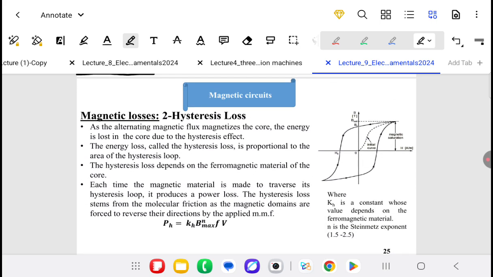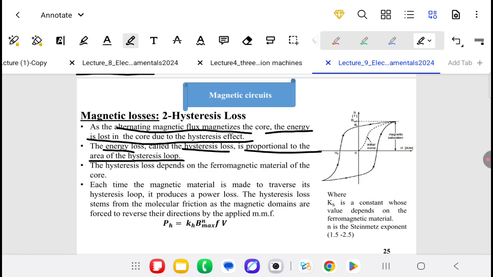The second type of magnetic losses is the hysteresis losses. As the alternating magnetic flux magnetizes the core, energy is lost in the core due to the hysteresis effect. What is the hysteresis effect? The energy loss, called the hysteresis loss, is proportional to the area of the hysteresis loop. And the hysteresis loop depends on the ferromagnetic material of the core. Each time the magnetic material is made to traverse its hysteresis loop, it produces a power loss.